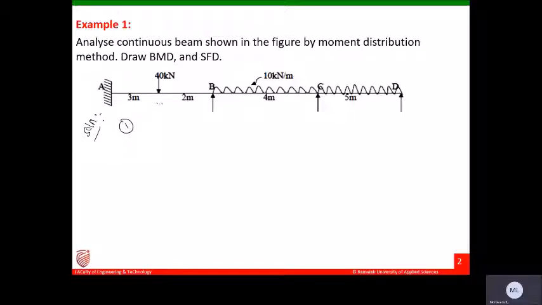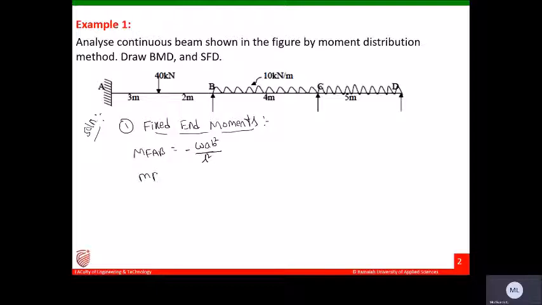In the moment distribution method, our first step is to calculate the fixed end moments. So let us take them one by one. MF of AB, it is an unsymmetrical point load, so it will be minus W A B square by L square. This is MF of AB.